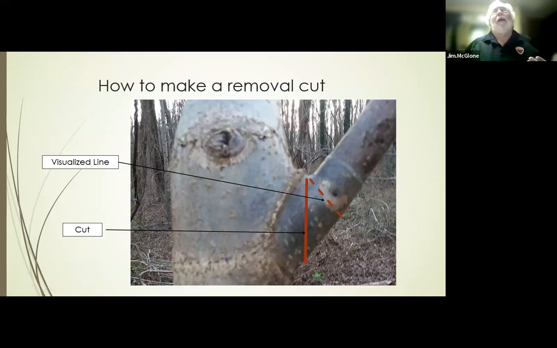Now, Alex Shigo was a researcher with the U.S. Forest Service back in the 60s and 70s. He cut up a lot of trees to learn about compartmentalization of decay in trees and how we should be doing pruning cuts.